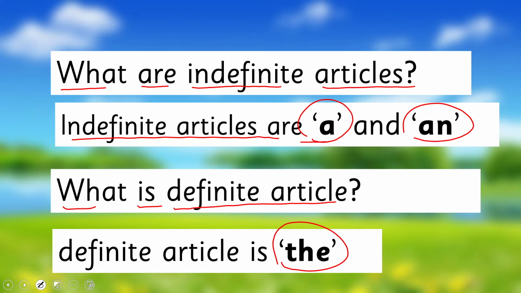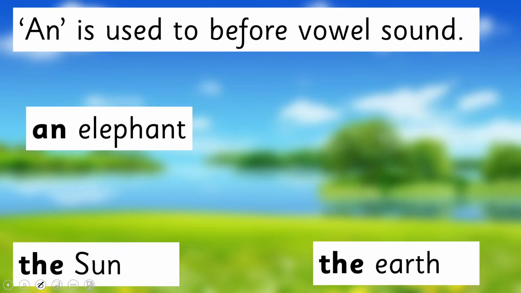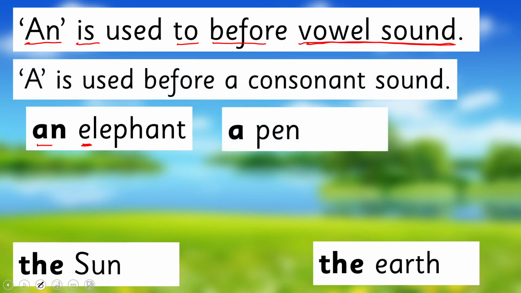So these three articles are a, an, and the. Two are indefinite and one is a definite article. So how do we use it? We use an before a vowel sound. Okay? This is what we have learned. If there is a vowel sound in the beginning of the word, we use an, an elephant, because here it's E and there its sound is a vowel sound.